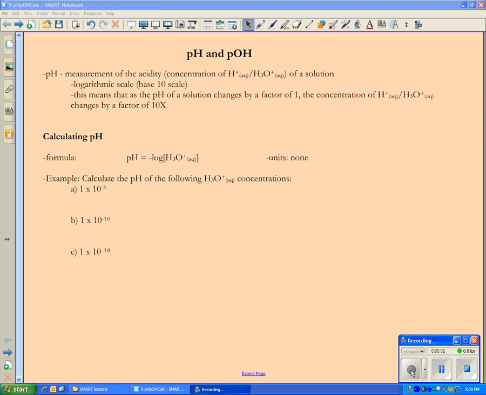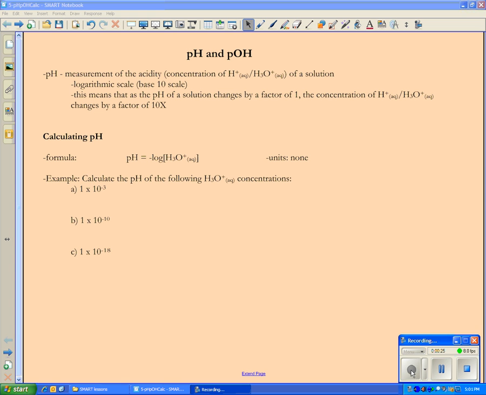The pH scale from 1 to 14 is probably a scale that you're relatively familiar with, but you may not know where those numbers are coming from. The term pOH is probably a new term to you, but we'll define it and look at how it relates to pH in this lesson. The pH of a solution is the measurement of the acidity of that solution.